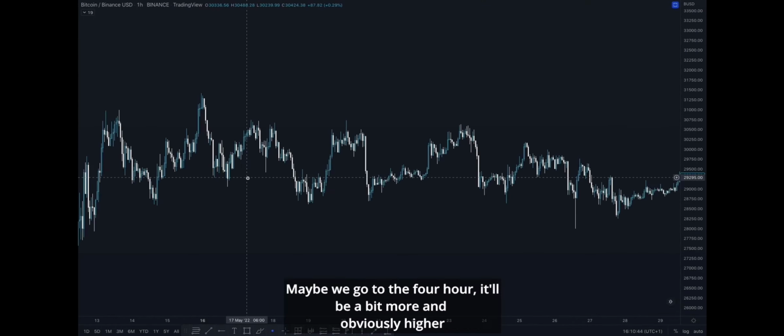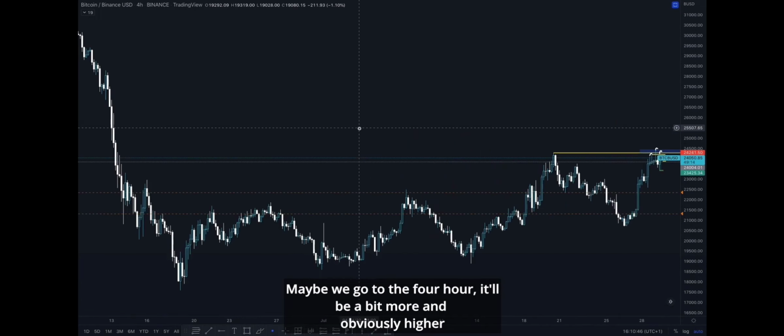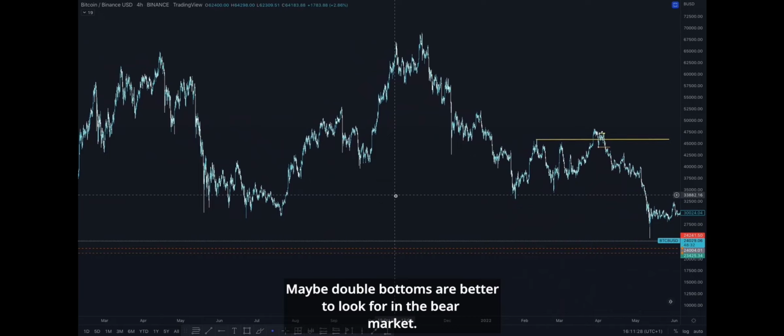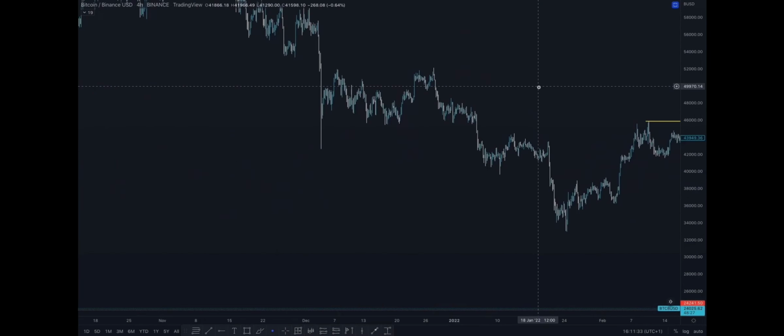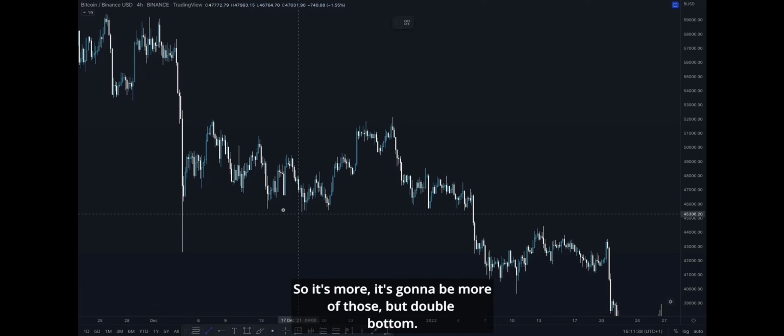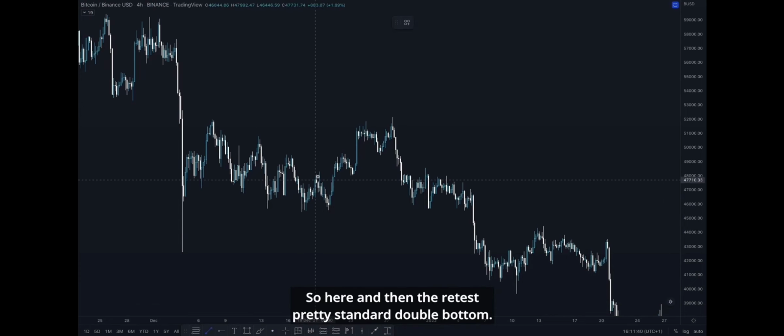We only have to jump back into the chart to see some. Maybe if we go to 4 hour, it'll be a bit more, and obviously higher time frame takes precedence, so 4 hours a bit better for this. Maybe double bottoms are better to look for in the bear market. Let's look at this double bottom here. Double bottom, because we've been downtrending, so it's going to be more of those. But double bottom, so here, and then the retest.